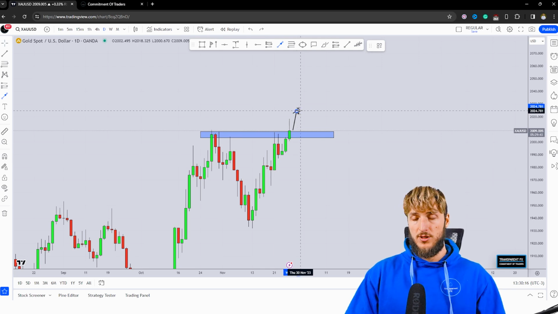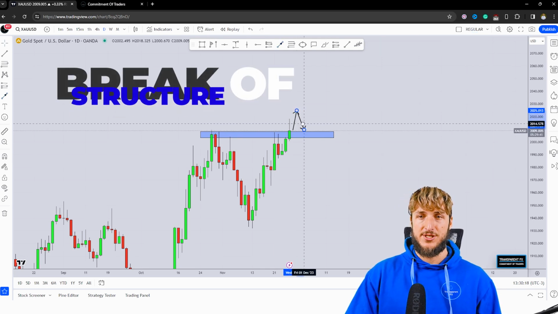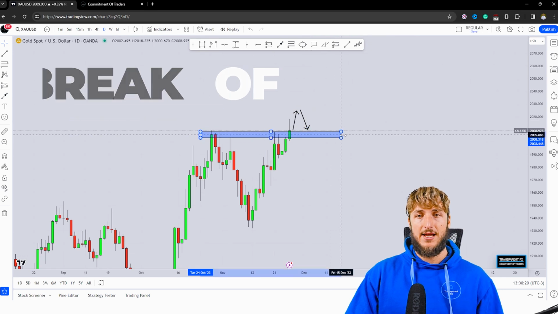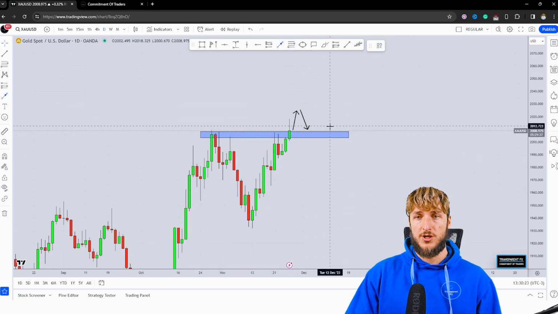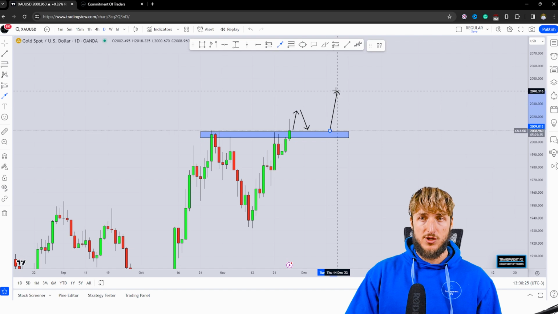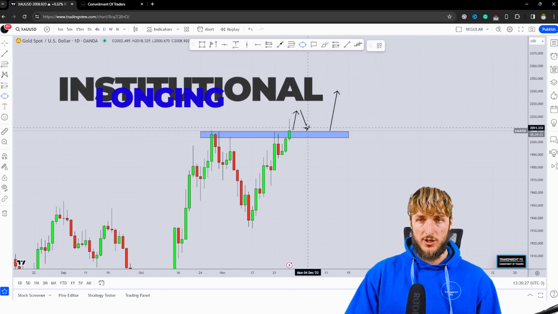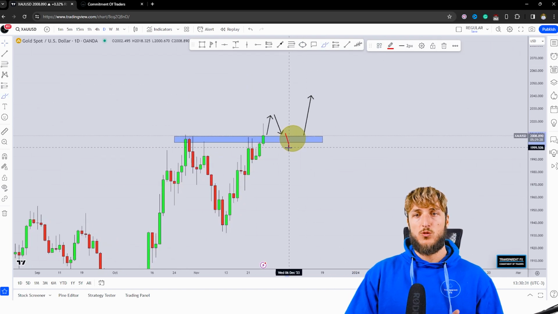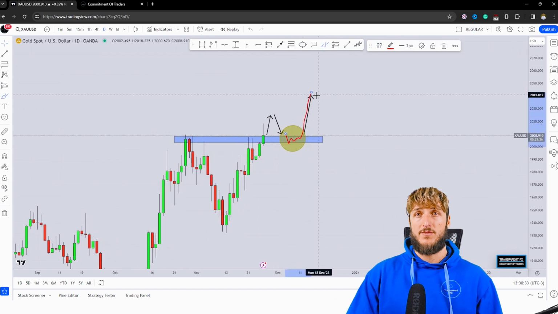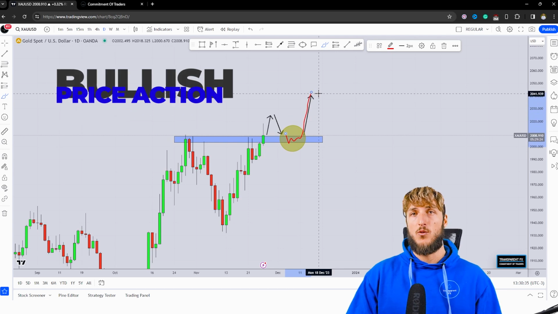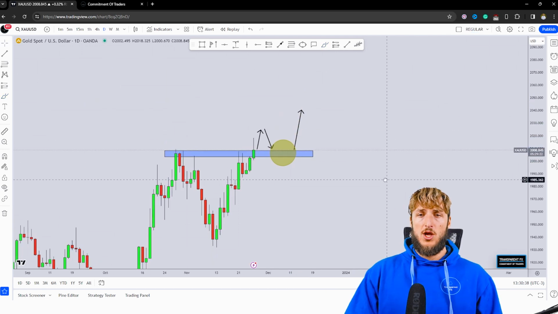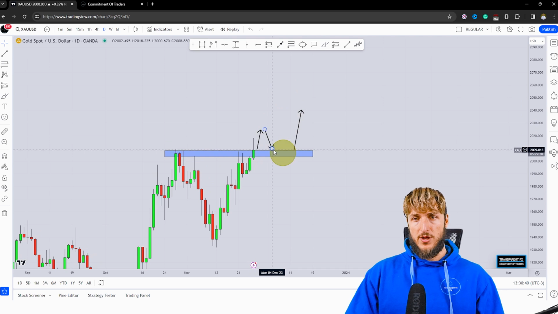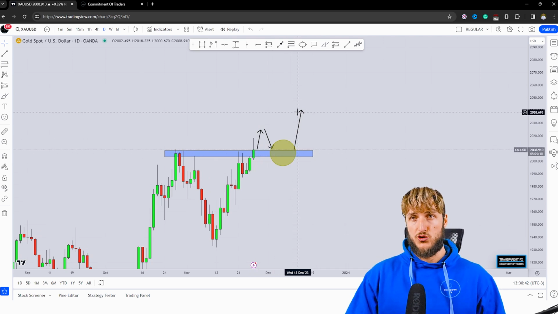So if and only if we get a break above this resistance, at that point, on the retest of this previous resistance turned support, we would have very good probabilities of seeing more institutional longing. And if we get more institutional longing inside of this level, that would further increase the probabilities of a potential rejection to the upside away from this level. So if we get this break on the retest, that is how I could be approaching a potential move higher.